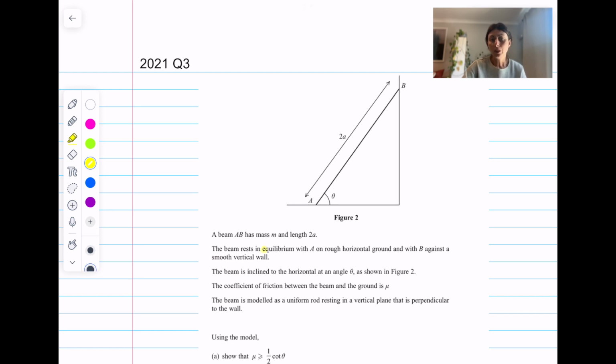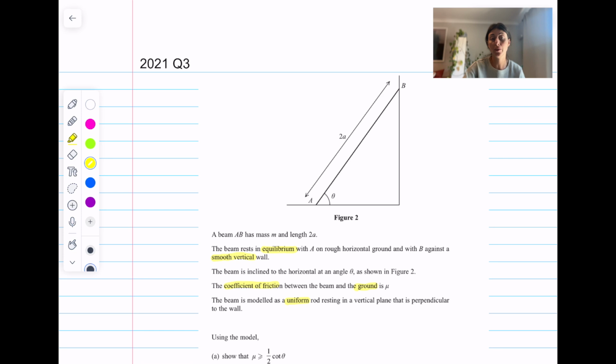Reading the information, we're told the beam is in equilibrium up against a smooth vertical wall. It also mentions the coefficient of friction between the ground and the beam. And we're told that the beam is modelled as uniform, which means we can position its weight in the middle.